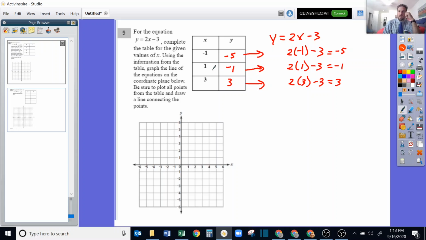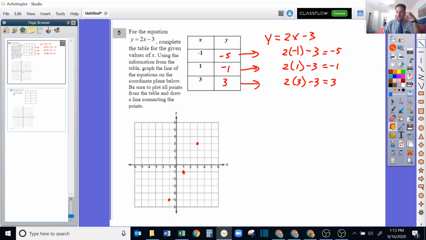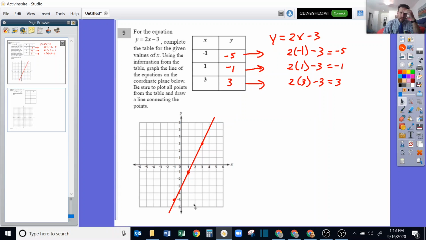And now we have these points. -1, -5. So -1 on the x, -5. Second point is 1, -1. So that's going to be right there. Nice big fat dot there. And then 3, 3. And then just do your best to draw as straight a line as you can. I'm going to cheat and use my technology a little bit, and even then it won't be perfect. Okay. So now I've got that line that represents that equation, y equals 2x minus 3.